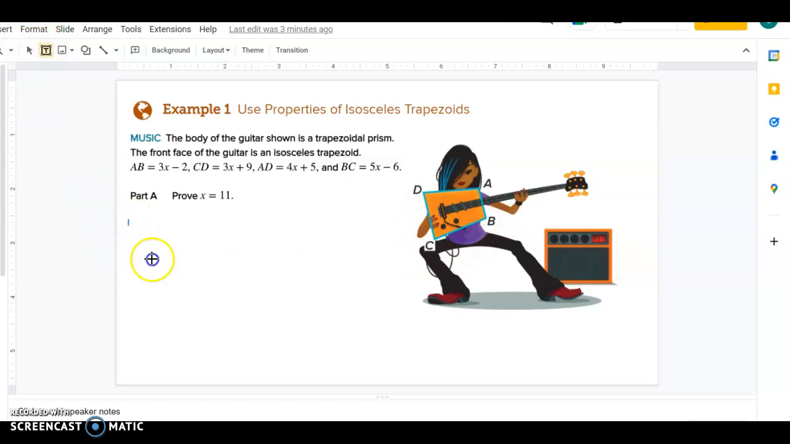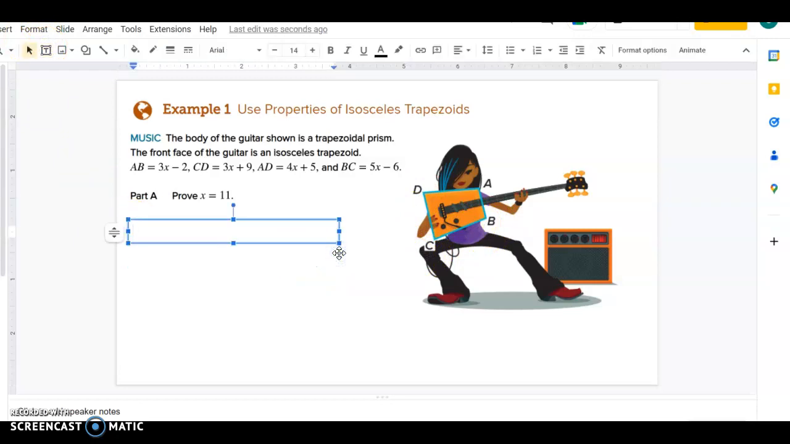So let's try. AD is 4x plus 5 equals, and then BC is 5x minus 6. So I'm going to add 6 to both sides first. So over here I get 4x plus 11 equals 5x, and those 6's cancel. Then I'm going to subtract 4x from both sides. Those cancel, I get 11 equals x.